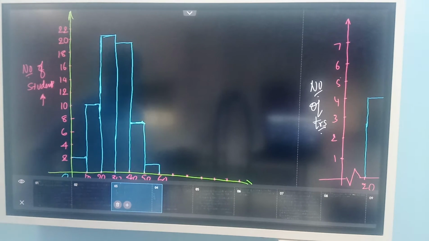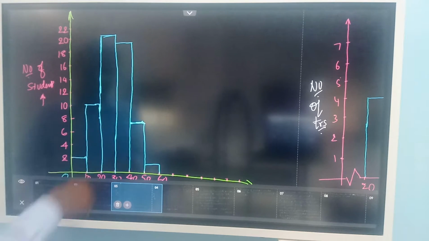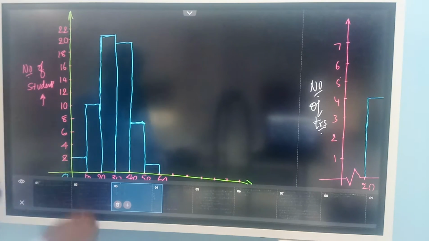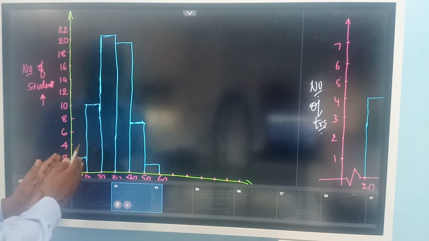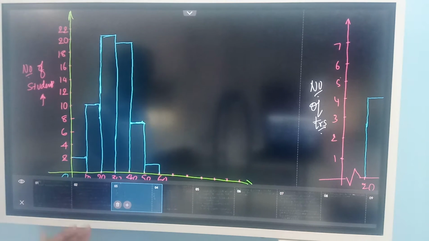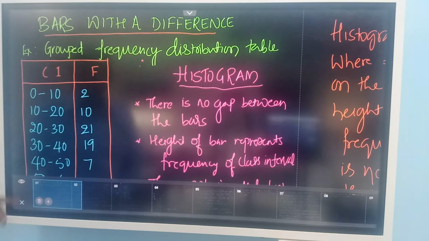And what is the difference you are observing? Here we don't give any gap between the rectangular bars, so it is not having any gap between them, and the width is the same everywhere. We have followed the same width, but height depends on the frequency of the class interval. You have to see this, height depends on the frequency of the class intervals.